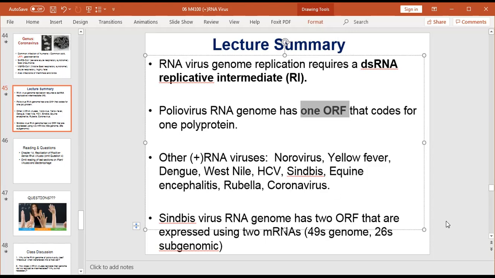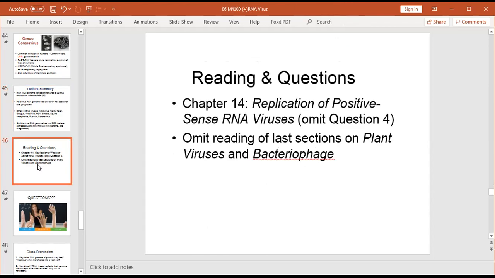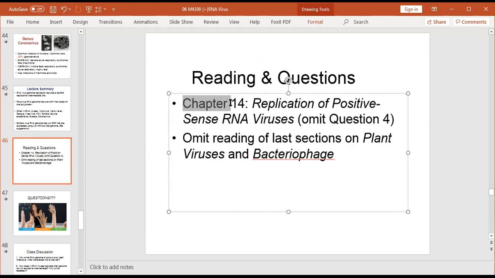Sinbis virus has 2 open reading frames that are expressed using two messenger RNAs. These two messenger RNAs, one is 49S genomic, and the second one is 26S subgenomic messenger RNA. The reading materials for this set of lecture slides come from chapter 14, Replication of Positive Sense RNA Viruses.